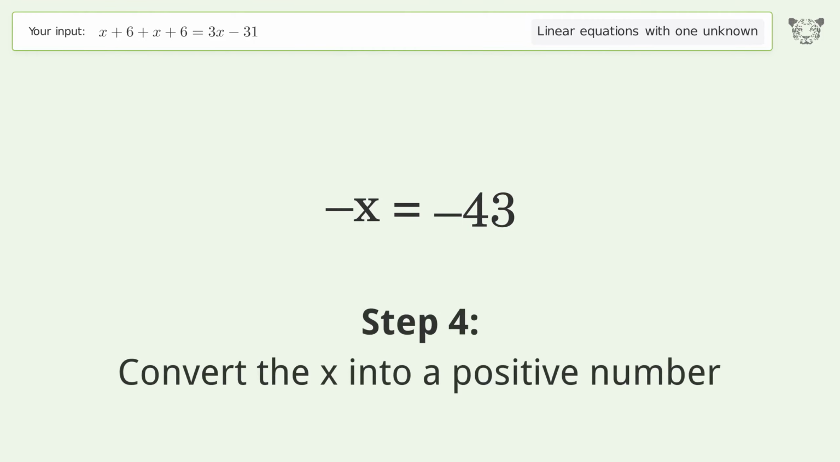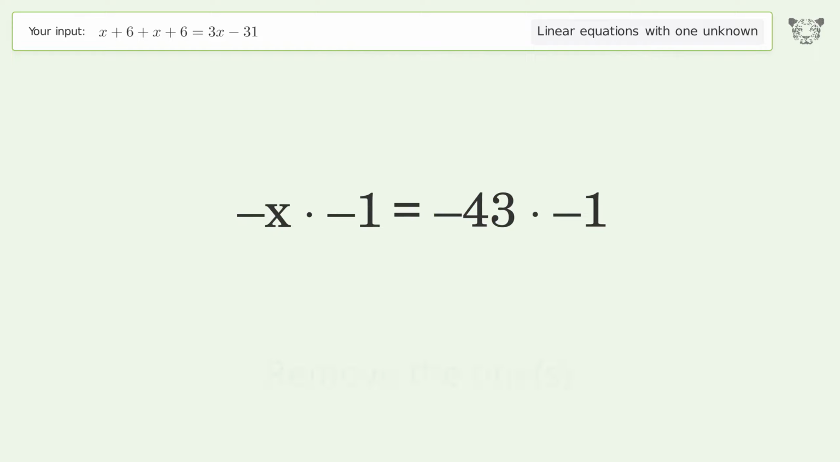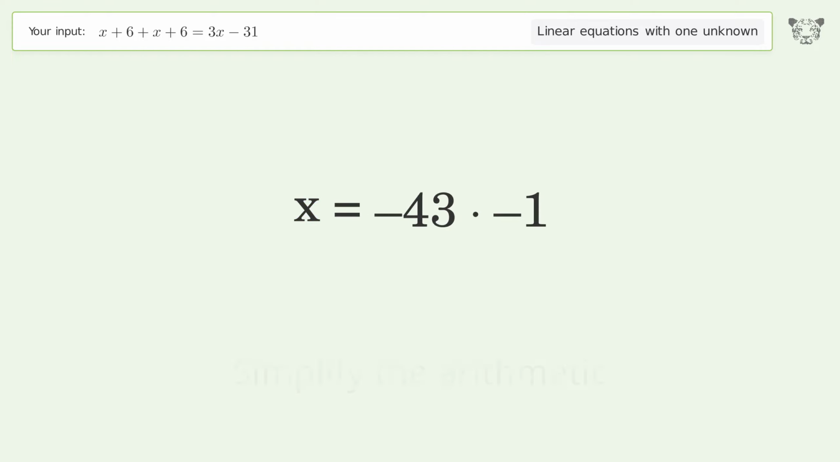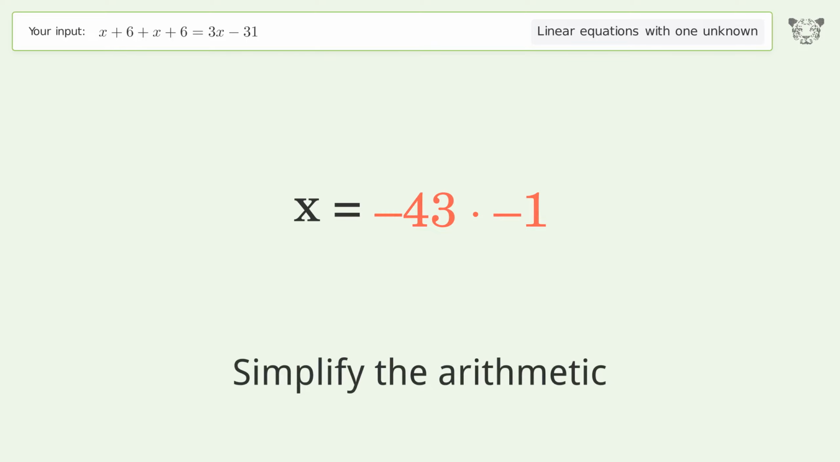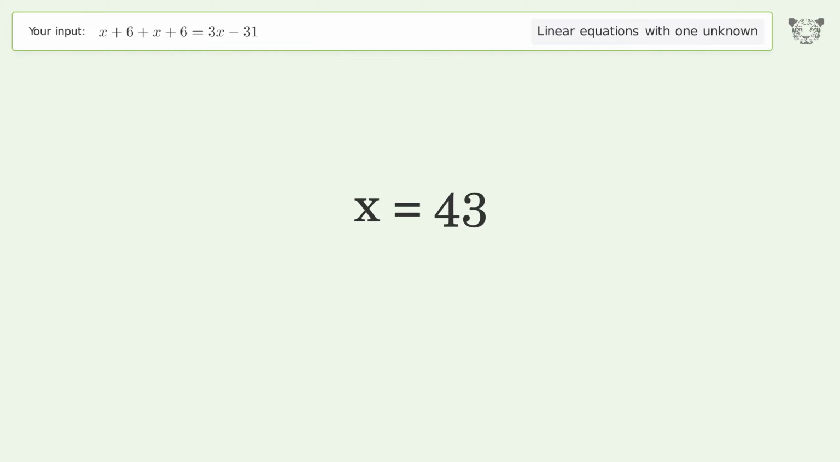Convert the x into a positive number. Multiply both sides by -1. Remove the ones. Simplify the arithmetic. And so the final result is x equals 43.